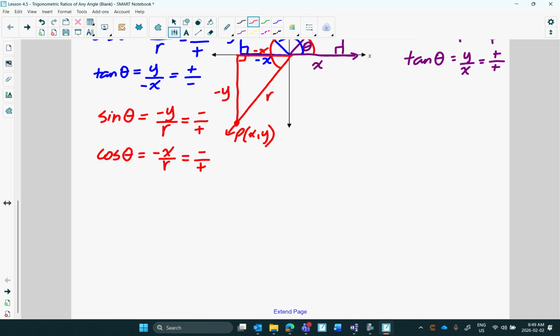But the tan is going to be negative y over negative x, which is a negative over a negative, which is going to give you a positive answer. So if you take the tan of any angle between 180 and 270, you get a positive answer.